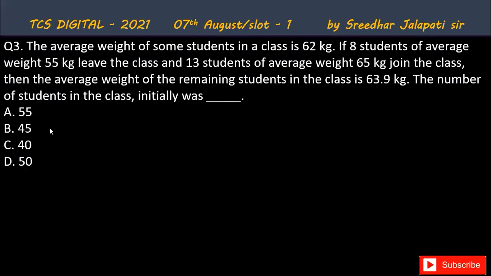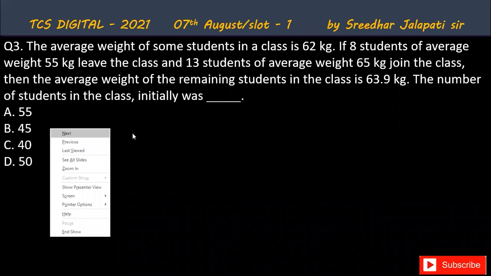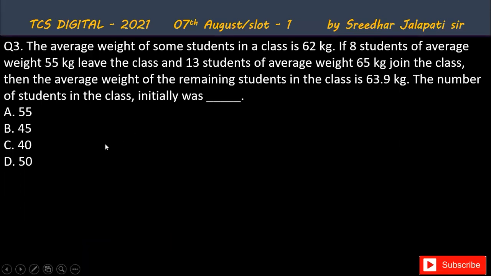Here is the third question from the TCS Digital Advanced Quant section. The average weight of some students in a class is 62 kg. If 8 students of average weight 55 kg leave the class and 13 students of average weight 65 kg join the class, then the average weight of the remaining students in the class is 63.9. Then the number of students in the class initially was?